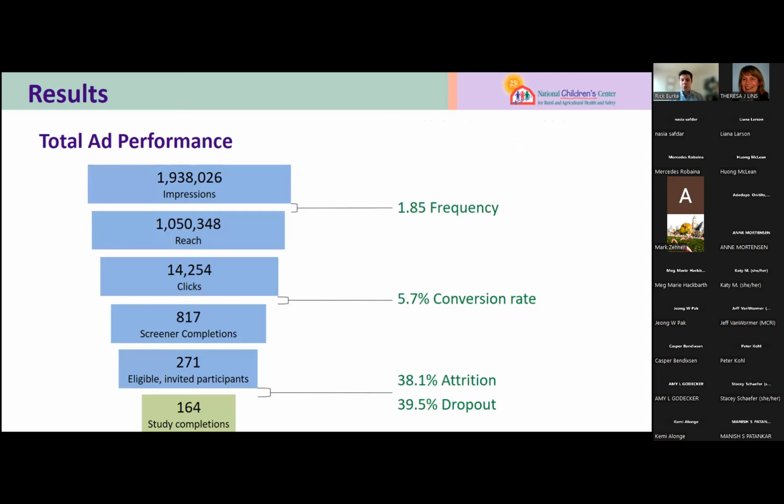So we had just under 2 million impressions, which is how many times the ad was shown to anybody, and just over 1 million reach, which is how many unique users the ads were shown to. So that means on average, it was just under 2 times that the average person saw the ad. Notably, during the fall campaign, when we had a narrow targeting just at farm parents, that frequency was about 3.5.